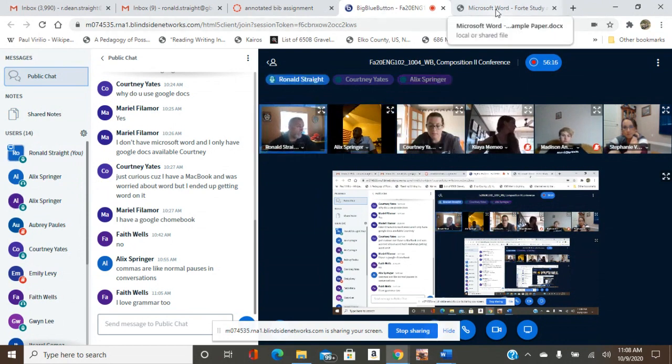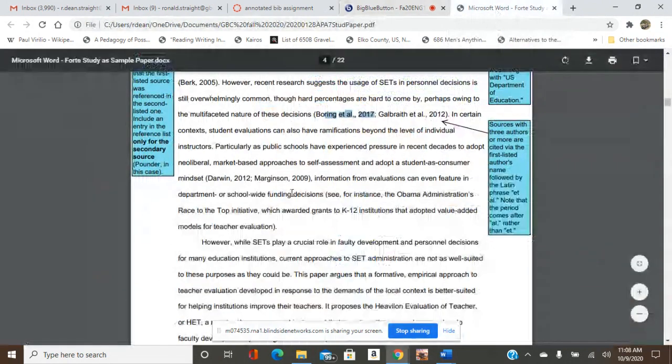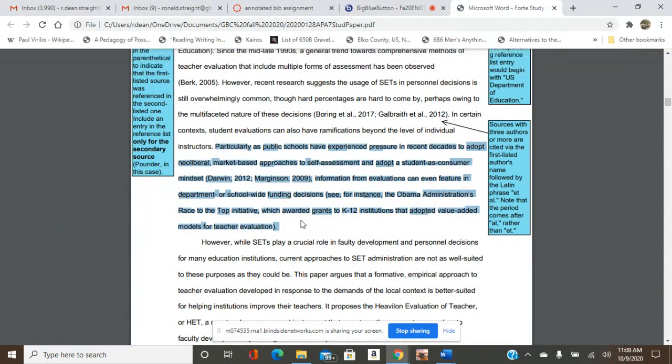Now, if you look down here, back on this document, the sample paper, I'm trying to get to the sentence here. It's really a long, dense sentence at the back end of this. I'm going to read it out loud so that the transcriber can know what we're talking about. Particularly as public schools have experienced pressure in recent decades to adopt neoliberal.